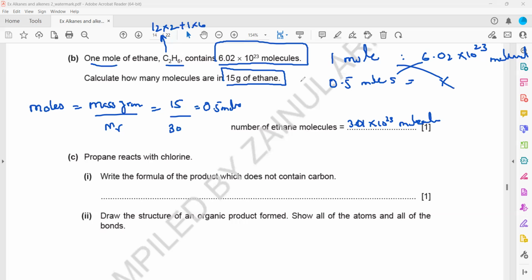So first we got the moles, and you compare that 1 mole contains this many particles. If you have half a mole, then it will be half of the total particles. Is this one clear? Anyone having a doubt or a question on this point? Okay. Yes, sir. Clear.